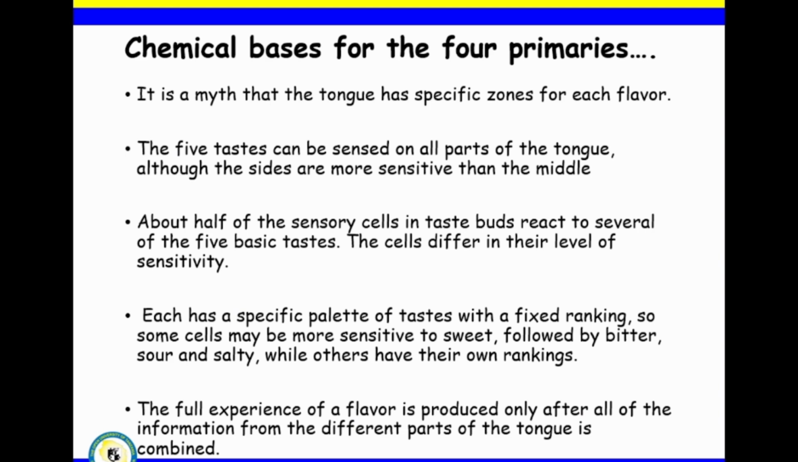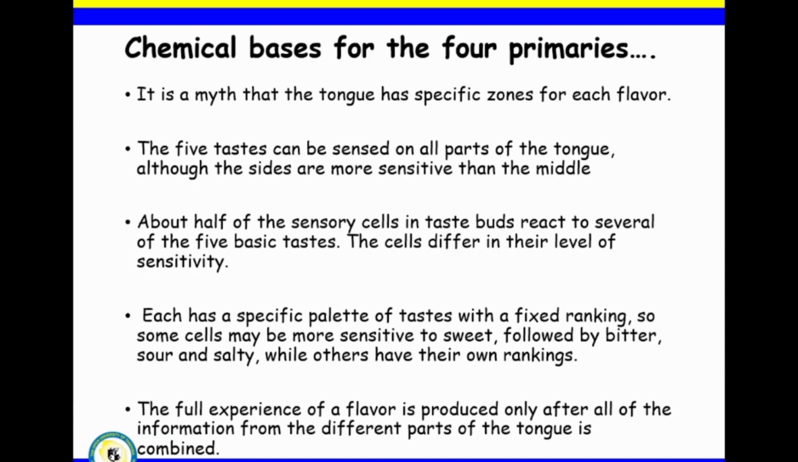About half of the sensory cells in taste buds react to several of the 5 basic tastes. The cells differ in their level of sensitivity. So what matters is the level of sensitivity. So that's why there are sections in the tongue that show how sensitive they are to a certain taste. Each has a specific palette of tastes with a fixed ranking. So some cells may be more sensitive to sweet, followed by bitter, sour, and salty, while others have their own ranks.